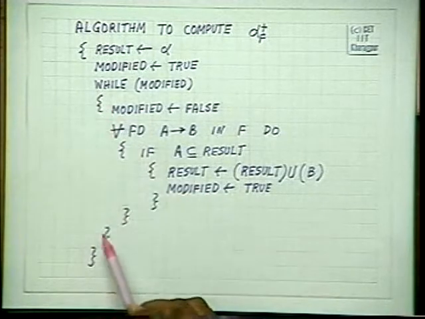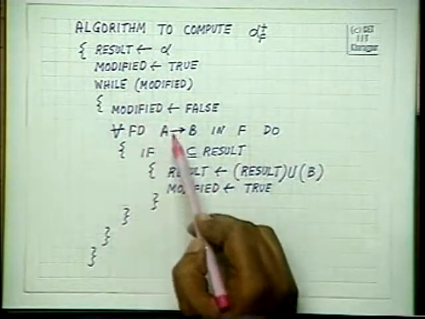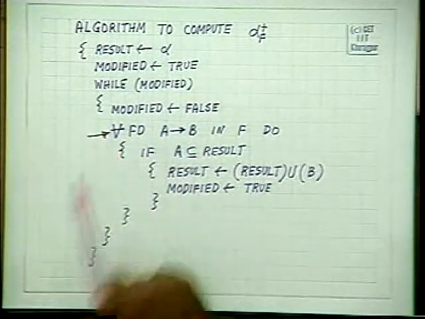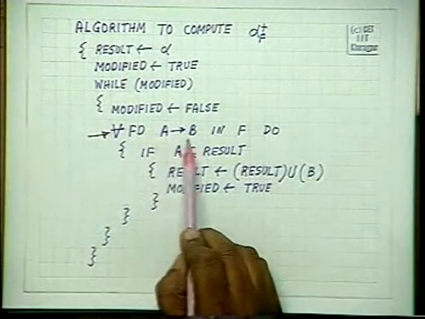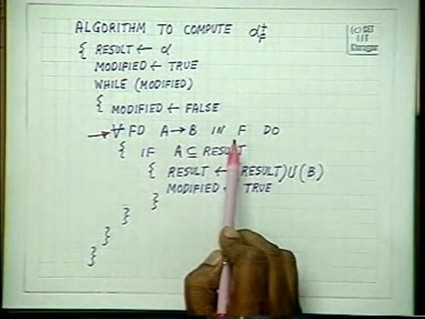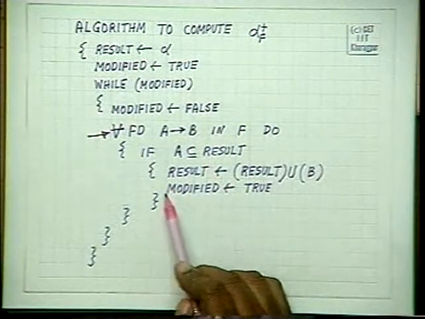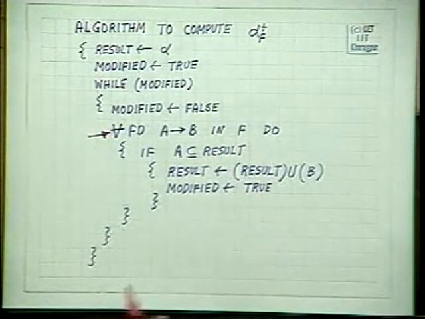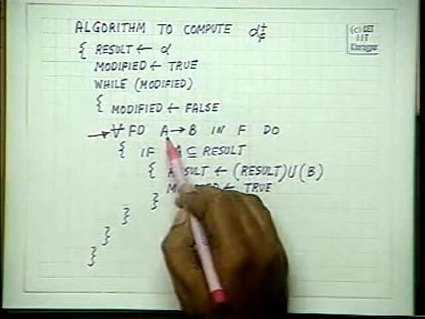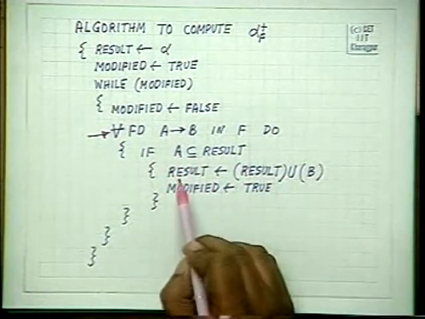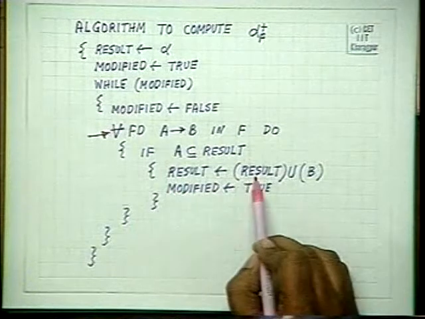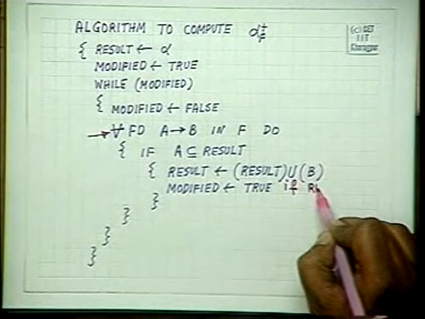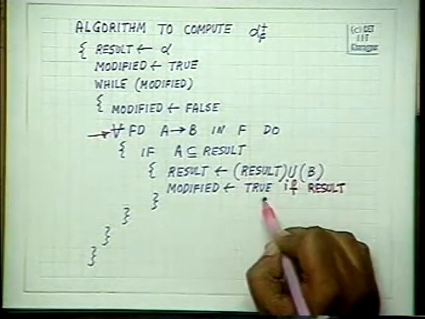The program exits when, after entering this phase, for no functional dependency this one holds. That is, for no functional dependency is this true, and this modified really takes place. There is a slight mistake here. The mistake is that even if A is there, it will still have this. So we must make result union B, and modified is true if result changes.